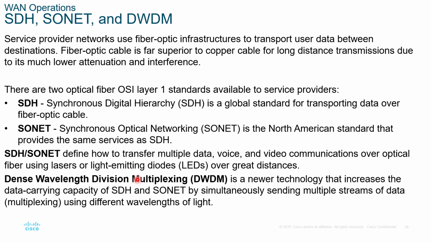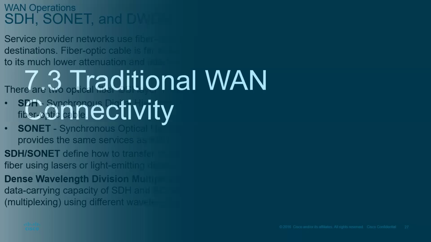Then DWDM, wavelength division multiplexing. So this one, instead of having a single stream of data, we have multiple streams, and then they are multiplexed, greatly improving the bandwidth of our systems. Basically, that is what DWDM is. All right, let's move on.